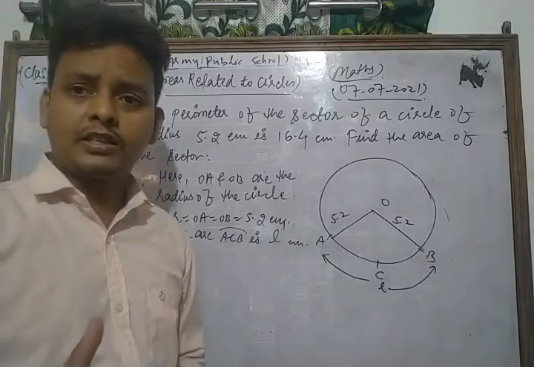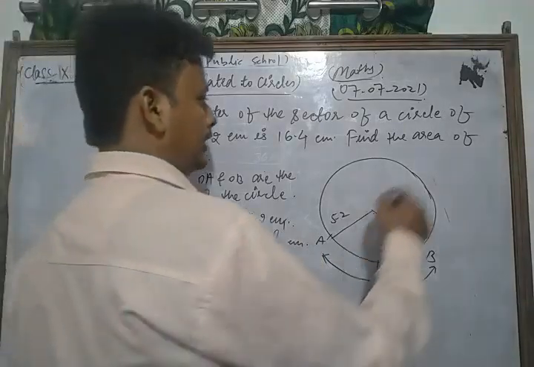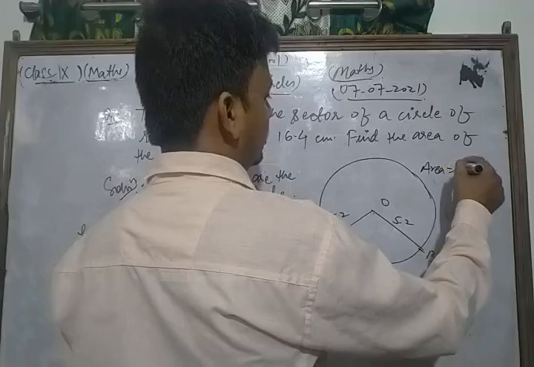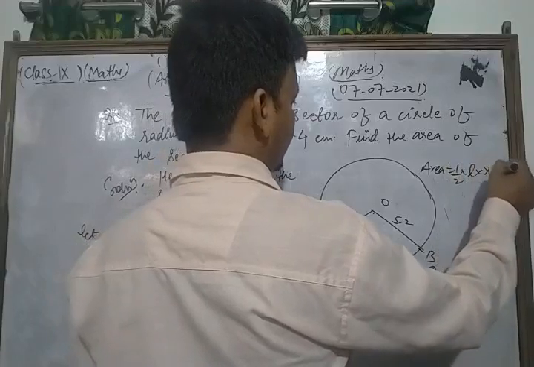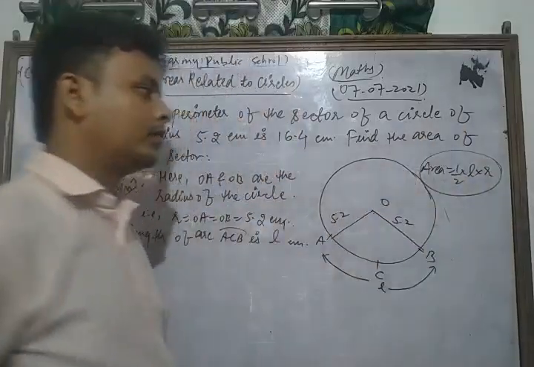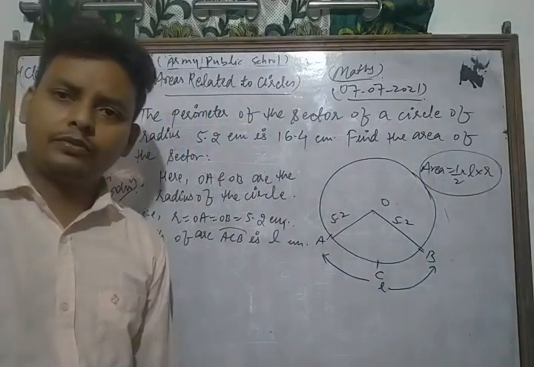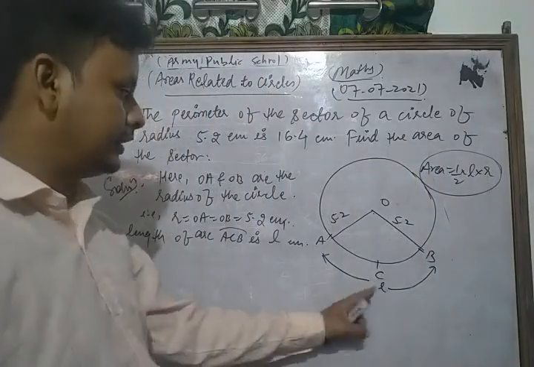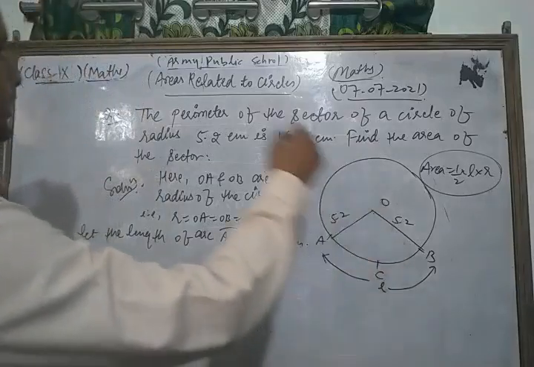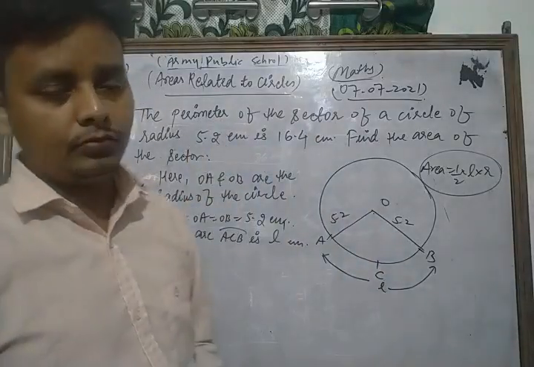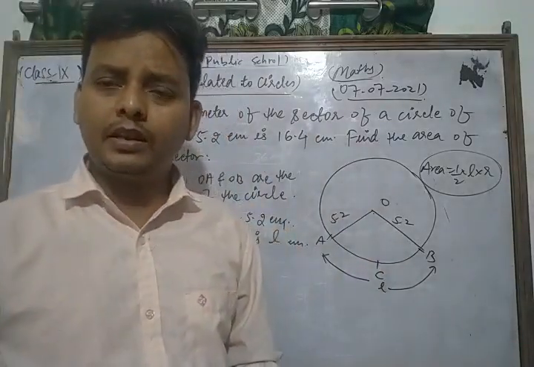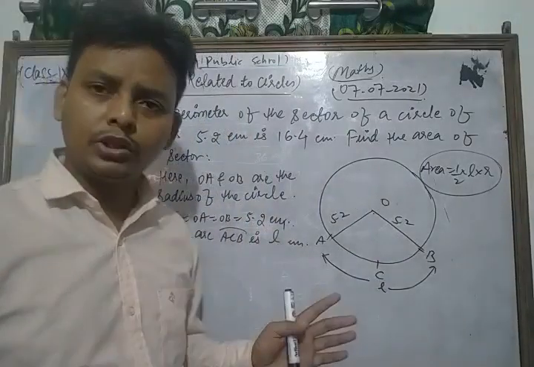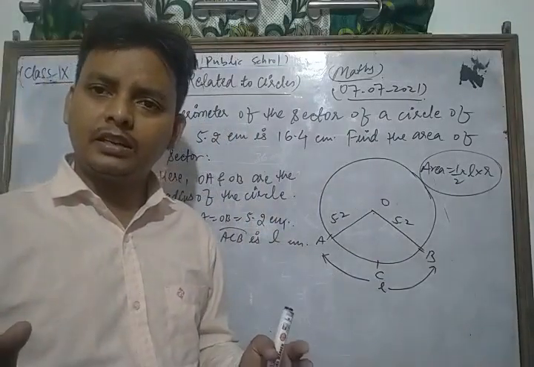And as I just discussed, a very important formula is the area of sector equals 1/2 into length of arc into radius. This is another formula to find the area of a sector. Now first of all, we find the arc. Look here, the perimeter of the sector. What is the concept of perimeter? You know that the sum of all the outer boundary of a region is called the perimeter.